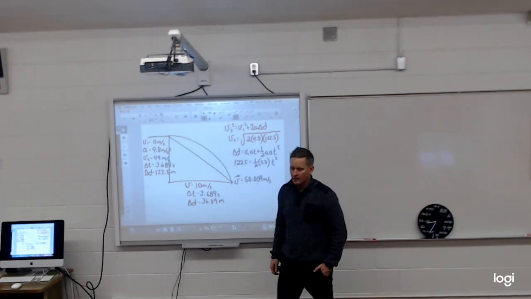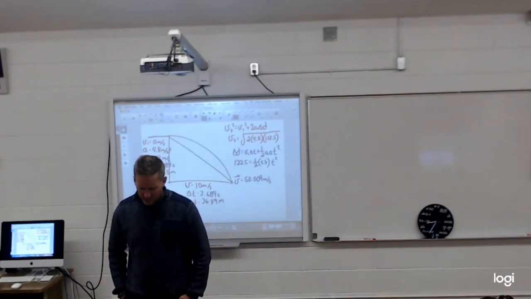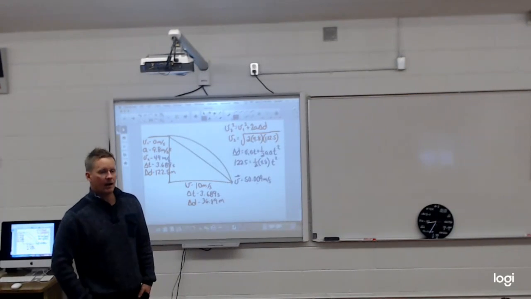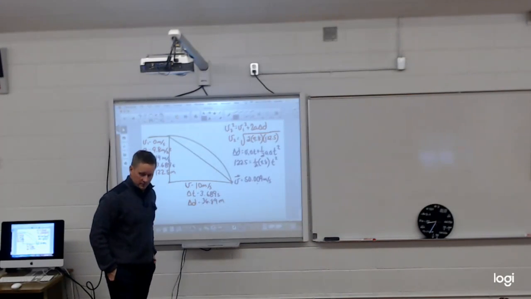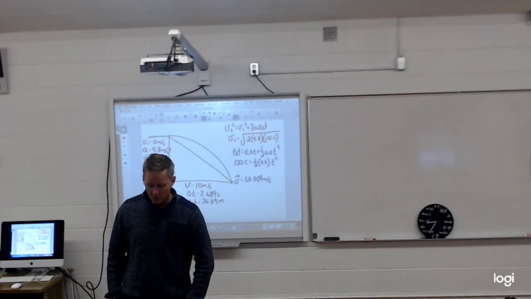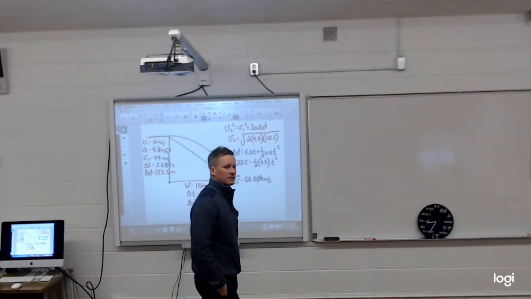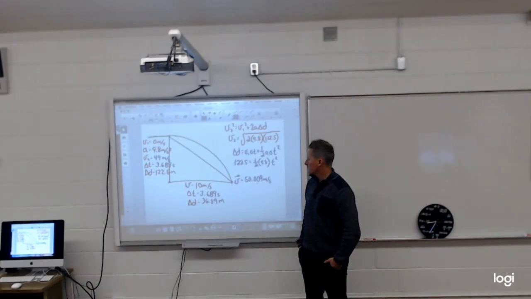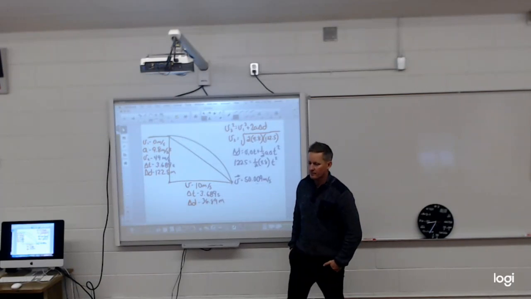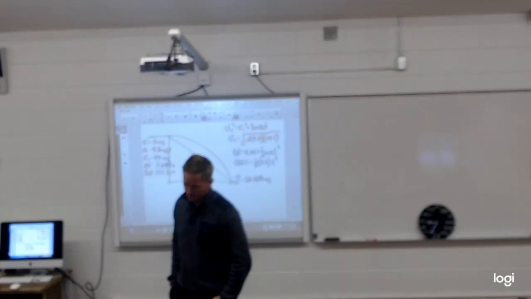Okay, so the question asks you, how long does the rock take to hit the ground? 3.689. And what was the horizontal displacement of the rock? It says 5 seconds, and that's what I got too.